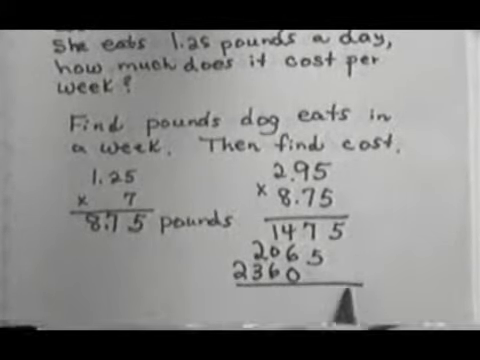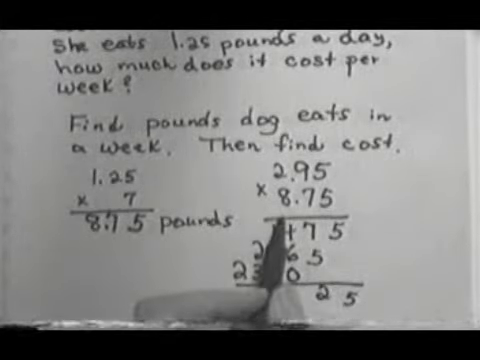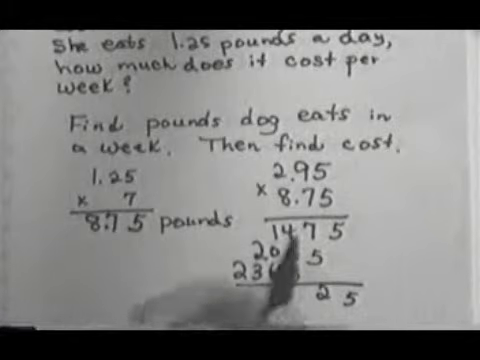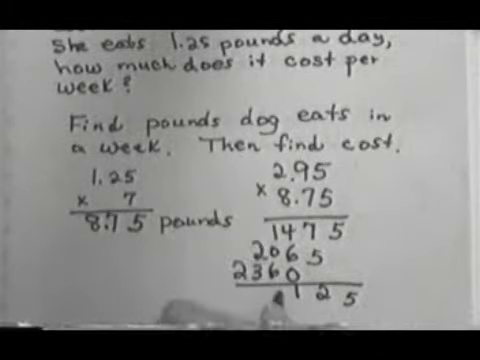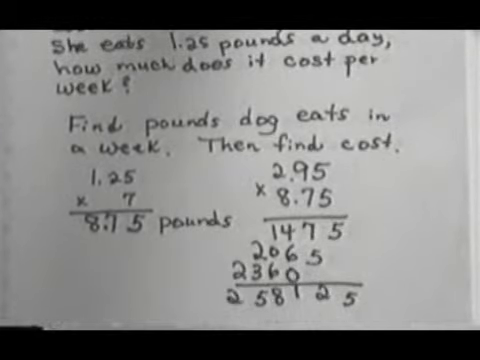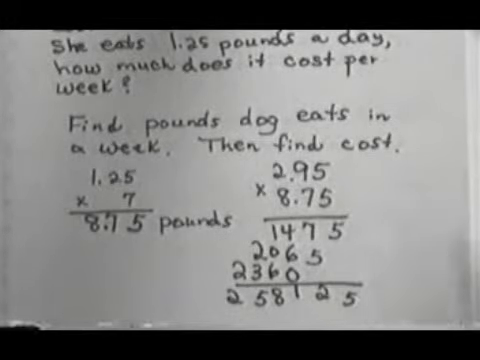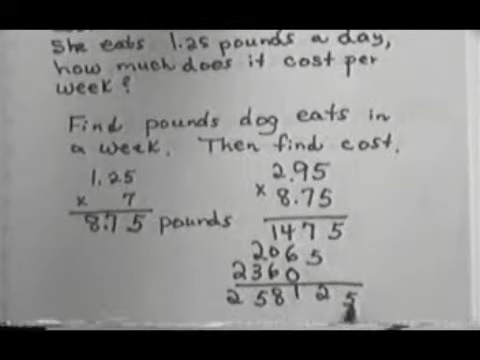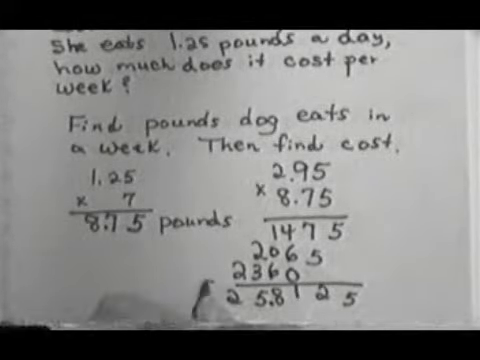Add all that up, we're going to get 5. 7 plus 5 is 12. Carry our 1. 1 and 4 is 5, and 6 is 11. Carry our 1. 1 and 1 is 2, and 6 is 8. 2 and 3 is 5. 2. Now we need to decide where our decimal point goes. So we have 2 places here and 2 places here, so we need to have 4 in our answer. 1, 2, 3, 4.